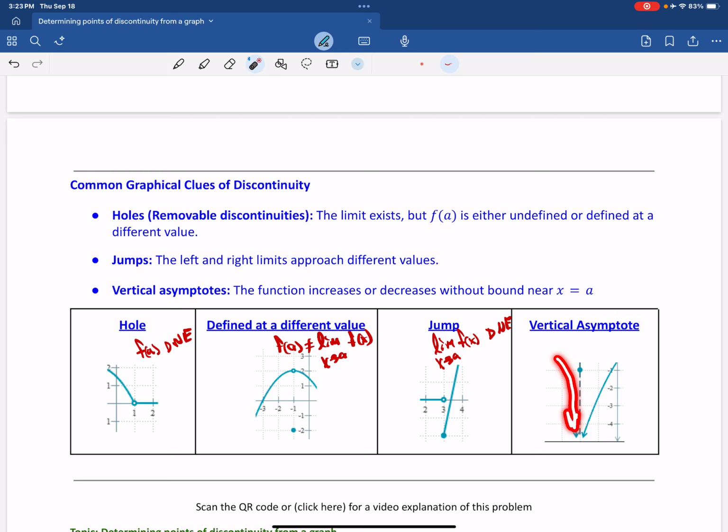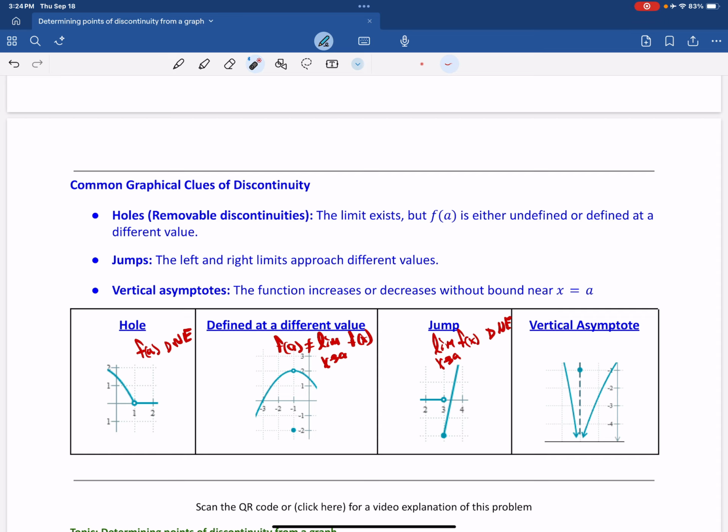Notice from the left it goes down to negative infinity, and from the right it goes down to infinity. This one, the actual function is defined. I do see a closed point here. So the function is defined here, but when you go down to infinity or up to infinity, technically, your limit does not exist.